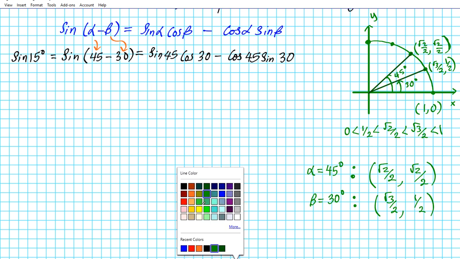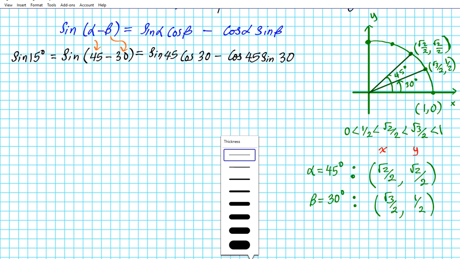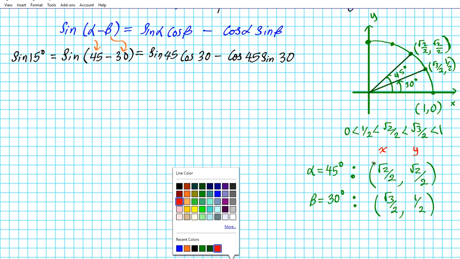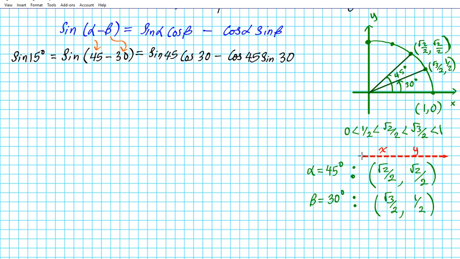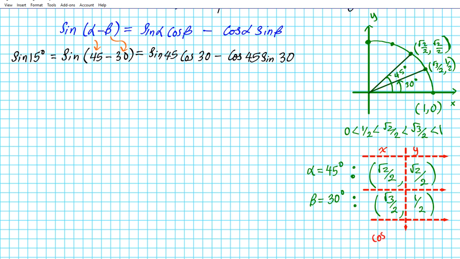Okay, so these are the x coordinates. Let's change colors here. These are the x coordinate right here, and these are the y coordinates. And we know which is which. The x coordinates are our cosine theta, and then our y coordinate is sine theta. All right, so let's go ahead and specify that real quick. So we know that this is cosine theta right here, and the y coordinate is sine theta. All right, so let's go ahead and use this little chart we have here to figure out what these angles are.